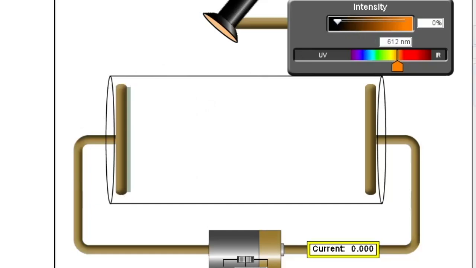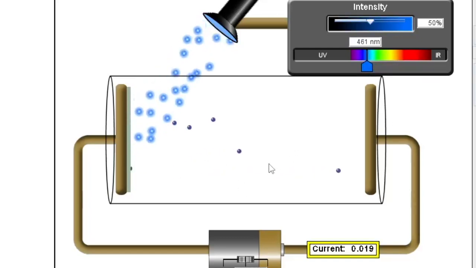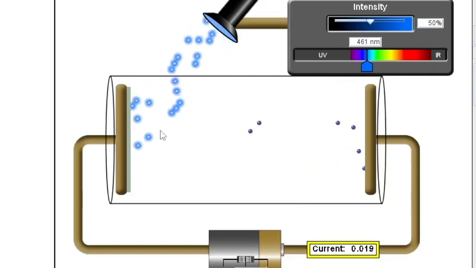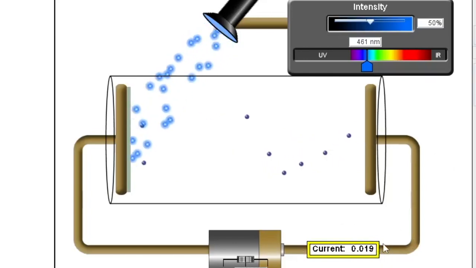So let us have some intensity, right? I am keeping the intensity at 50%. Can you see, there are no photoelectrons coming out. Why are they not coming out? Because the frequency is not sufficient. At present we have a wavelength of 612 nanometers. So if we decrease the wavelength and increase the frequency, there will be a particular wavelength at which the electrons come out. Can you see? And when these electrons reach the collector plate, they constitute a current, and this current is shown here as 0.019. Okay, right.